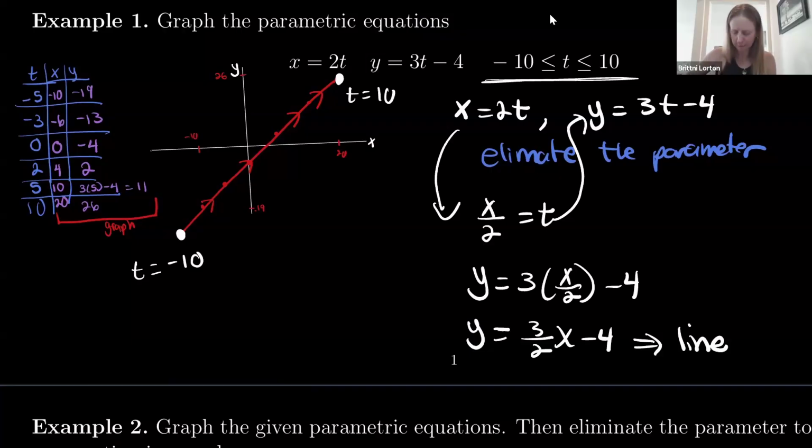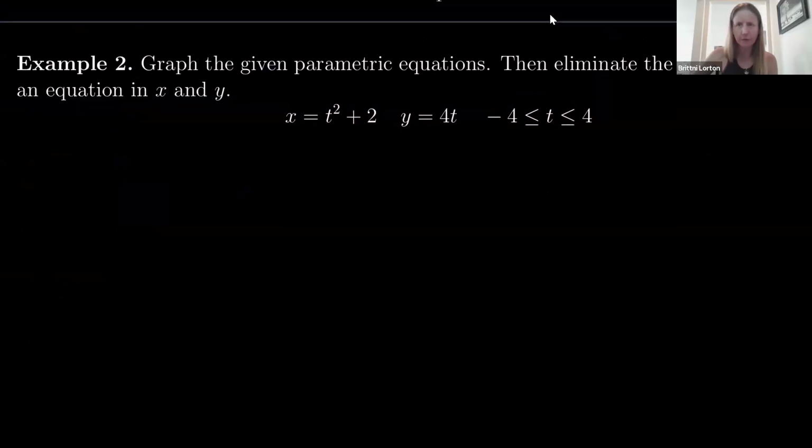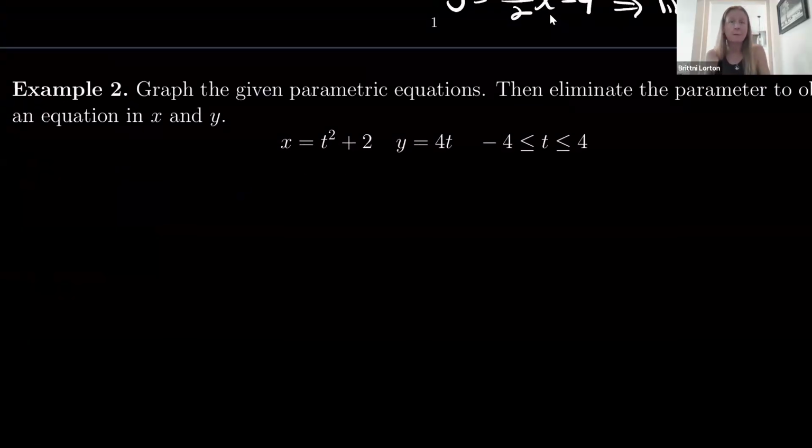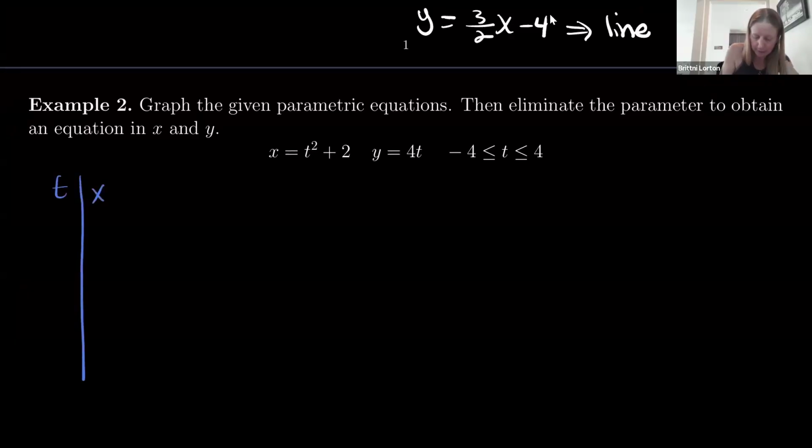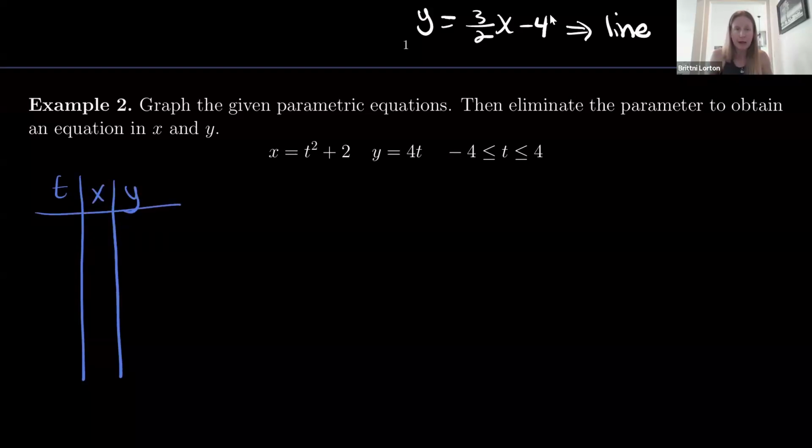Okay, let's do another one. The more, the merrier. Let's do a few more. So graph the set of parametric equations, then eliminate the parameter to obtain an equation in x and y. So I'm going to do the same thing that we just did. I really am going to do the t, x, y table. This is always going to be your really good default to get a visual and a good understanding of what might be happening.